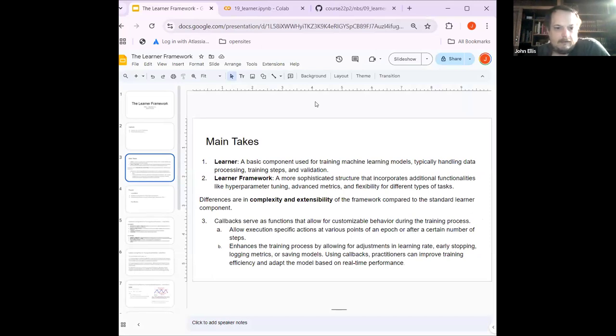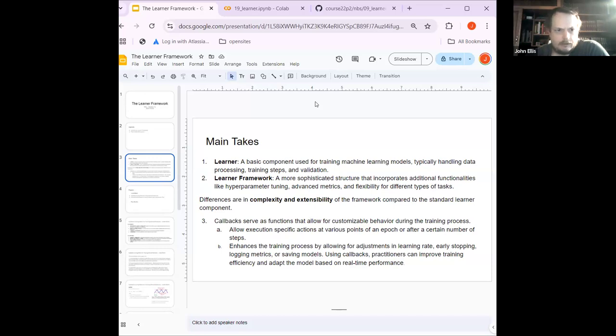And the way that we can work with these learner frameworks is really taking advantage of these callbacks. And it allows for customizable behavior during the training process and really breaking down into the different points in the epoch. There could be different actions that occur, so at the beginning or at the end, or after a certain number of steps, you do something. And this enhances the training process because it does allow for adjustments, early stopping, and we'll see here shortly how to recognize those adjustments in learning rate, and of course, saving the models. So training efficiency and adaptability are the two main takeaways on those.